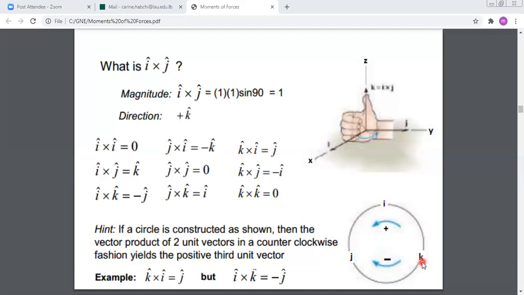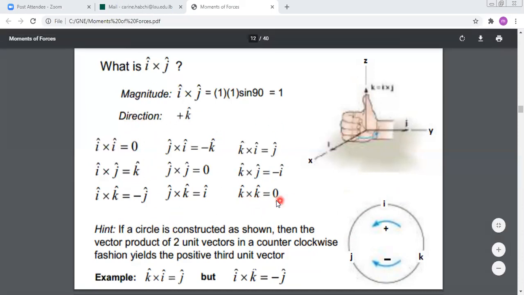So you can use any method that is convenient for you: you draw the circle, or you use the right-hand rule, or you just say the order I, J, K, I. If you are going in the positive order, it's plus. If you are going in the negative order, it's minus. So this will give you all of this information. So K vectorial K is 0, J vectorial K, I'm turning in the positive direction, so plus I, etc. Okay?